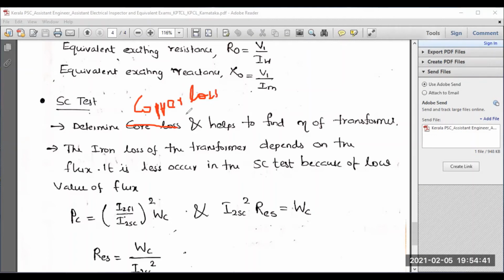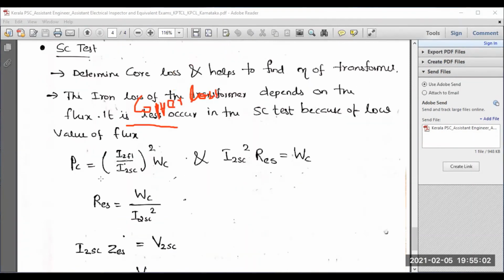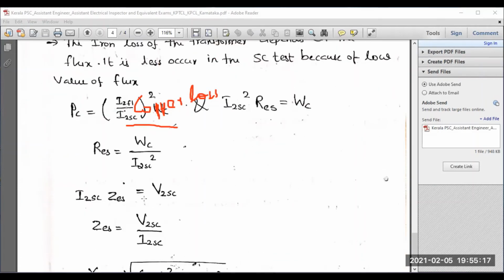Clear? Okay, you can note this down. The iron loss of the transformer depends on the flux. It occurs less in SC test because of the low value of flux. Yes, in SC test the value of flux is too less. So you can calculate the total amount of copper loss by using the formula: I2 full load current divided by I2 short circuit current, the whole square, into WC, where WC is the copper loss. Then I2 SC square into RES is equal to WC. From this you can calculate RES.